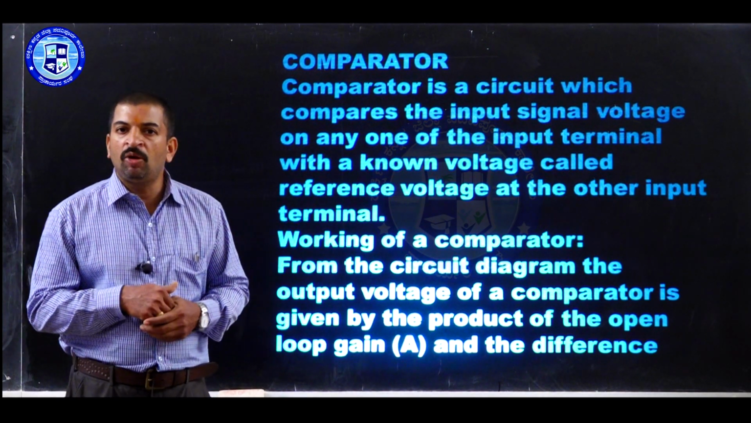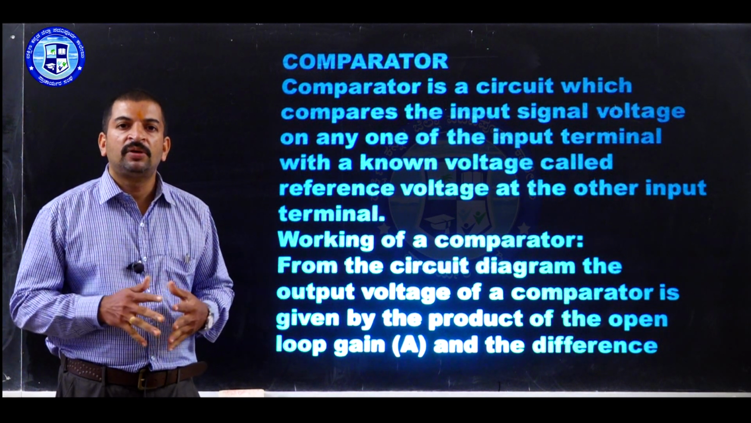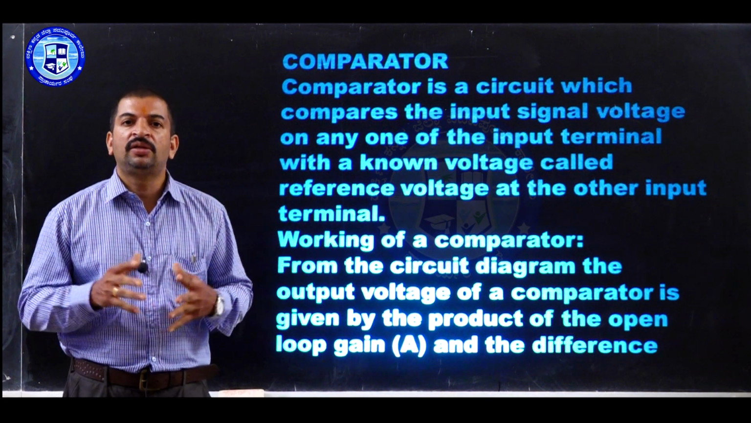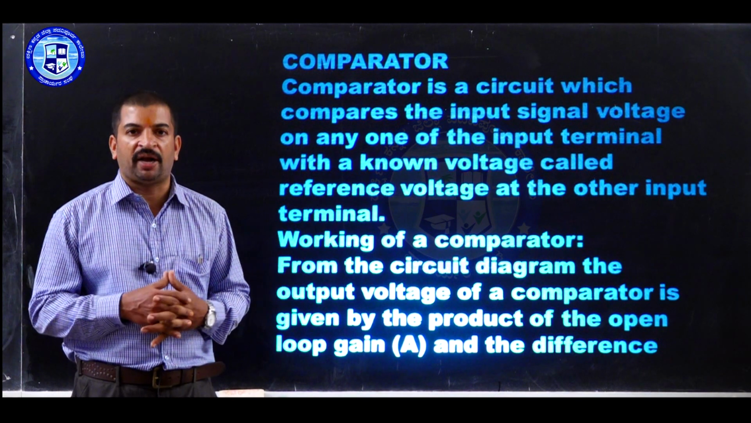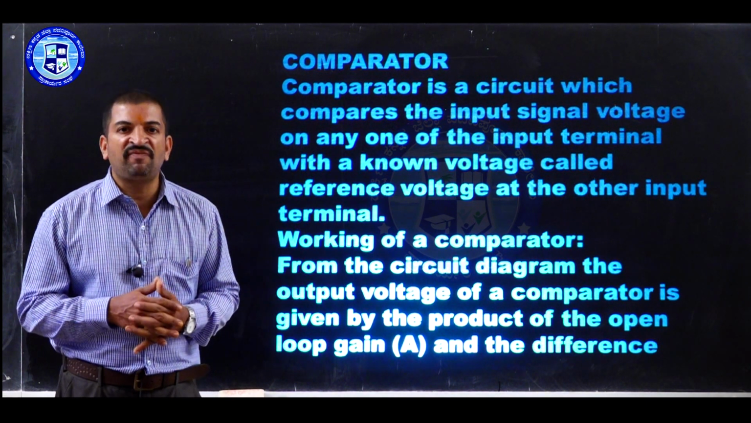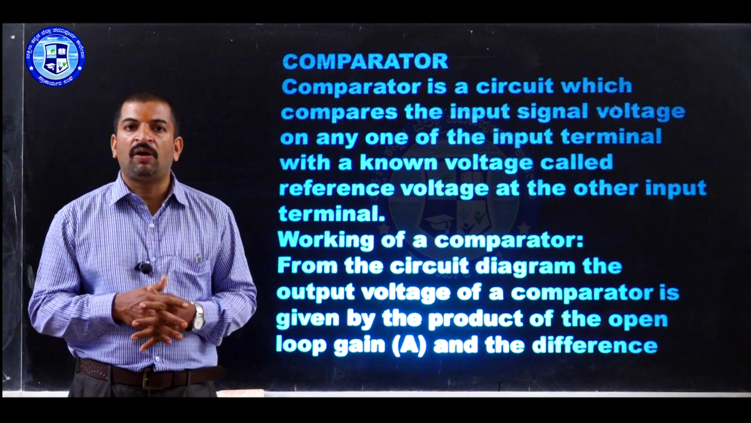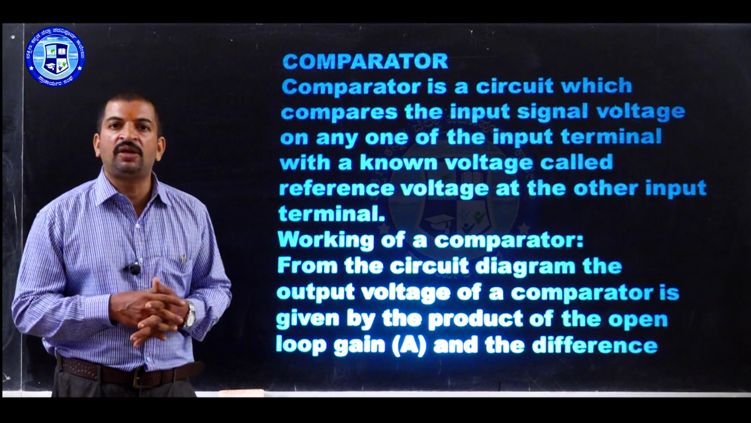In the open loop configuration of the op-amp, the op-amp offers very high voltage gain. You know, the voltage gain of a practical op-amp is very high. For ideal op-amp, it is infinity. So when the op-amp is used in the open loop configuration, it provides very high voltage gain.